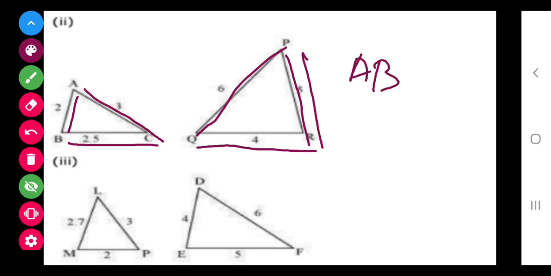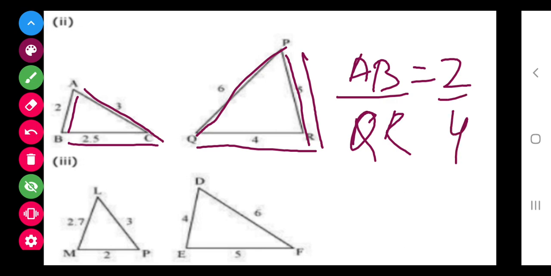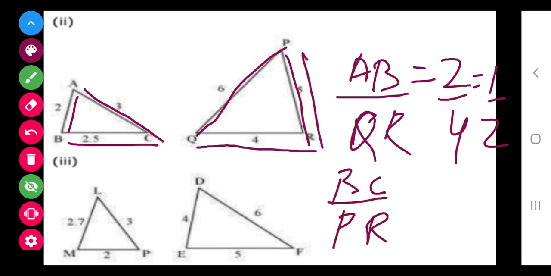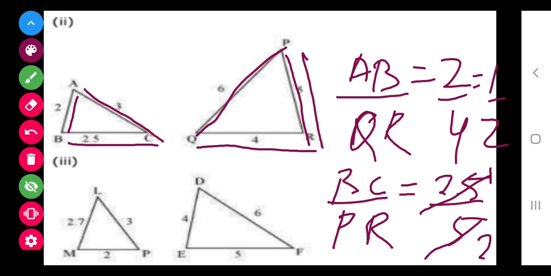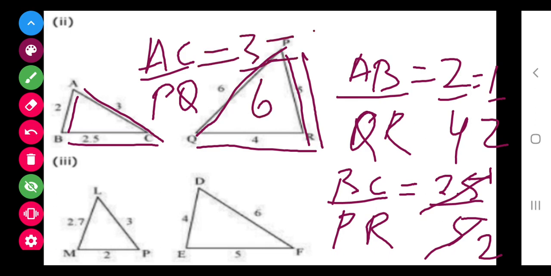AB upon PQ is 2 upon 4, that is 1 upon 2. Similarly, BC upon QR is 2.5 upon 5, that is 1 upon 2. And AC upon PR is 3 upon 6, again it is 1 upon 2.